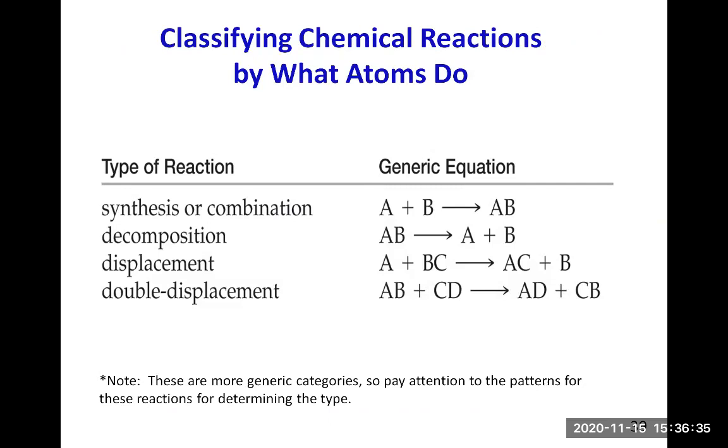Displacement or single displacement is usually how it is called. It's when you have an element plus a compound gives a different compound and a different element. So there has been an exchange of element in the compound. And a double displacement reaction is when you have 2 compounds and they exchange partners and become 2 new products.